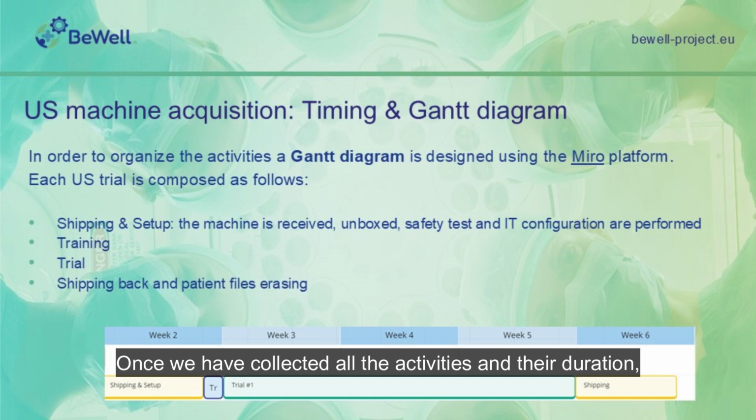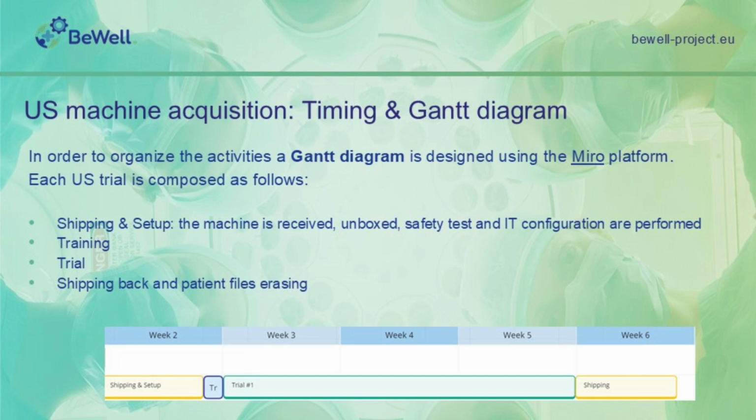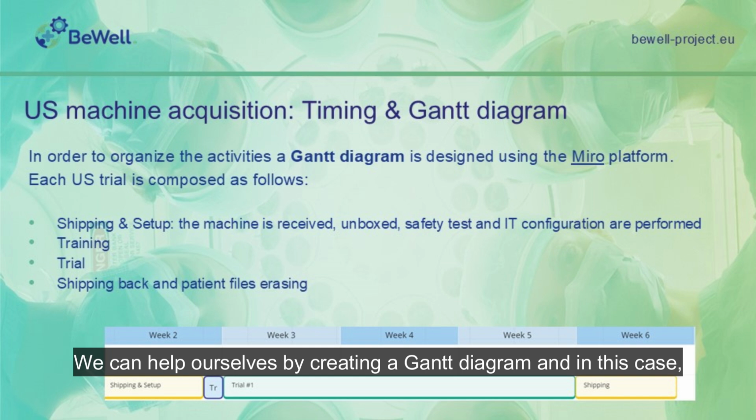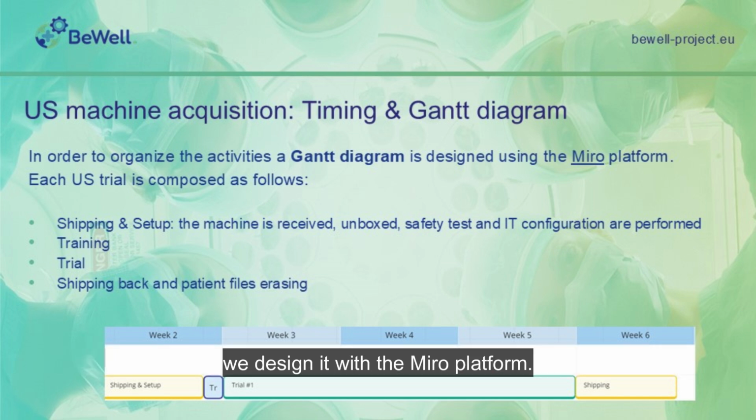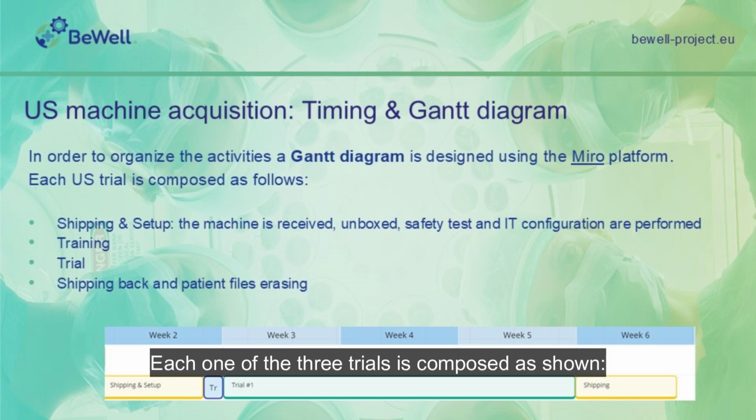Once we have collected all the activities and their duration, it's time to set up the timing. We can help ourselves by creating a Gantt diagram, and in this case, we design it with the Miro platform. Each one of the 3 trials is composed as shown.